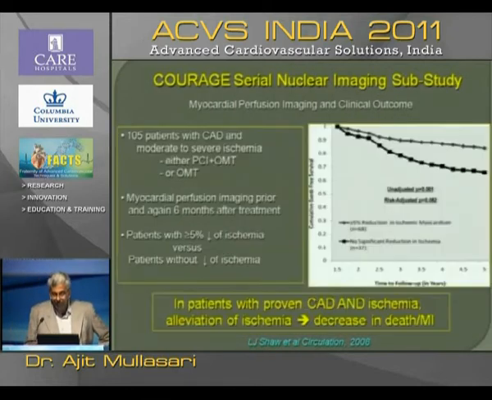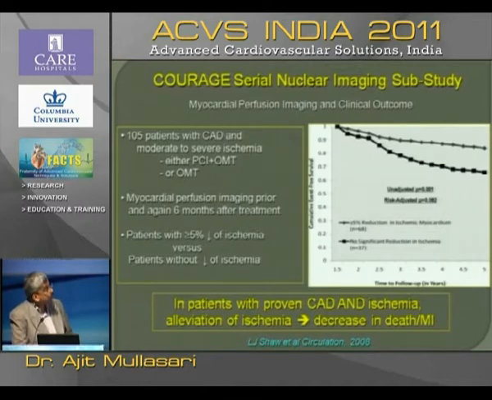And if you treat them and look at them 6 months later and look at their risks, patients who have more than 5% reduction in ischemic myocardium are the people on the top, and people on the bottom who have lesser than 5% reduction of ischemia do worse. So clearly, you treat people with ischemia and they do better.